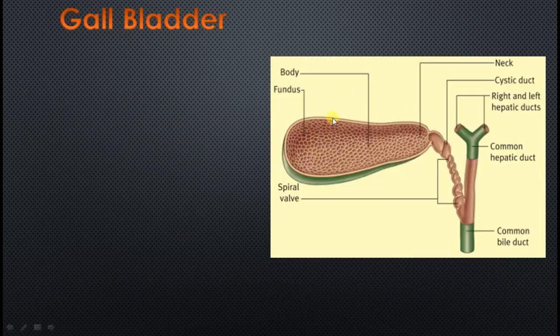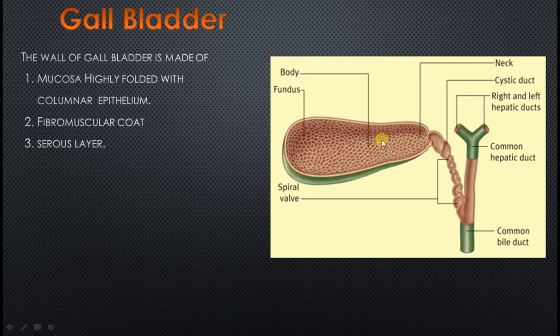If you look at the structure of the gallbladder, the mucosa is thrown into numerous holes, like a honeycomb appearance. It is lined by columnar epithelium, simple columnar epithelium.